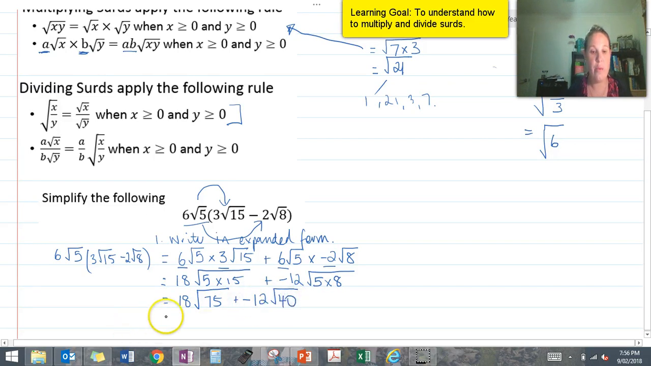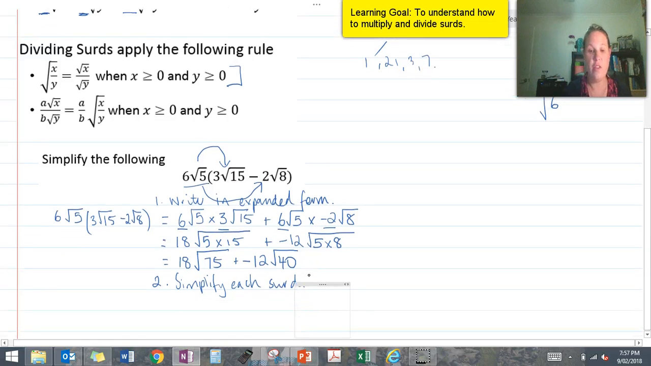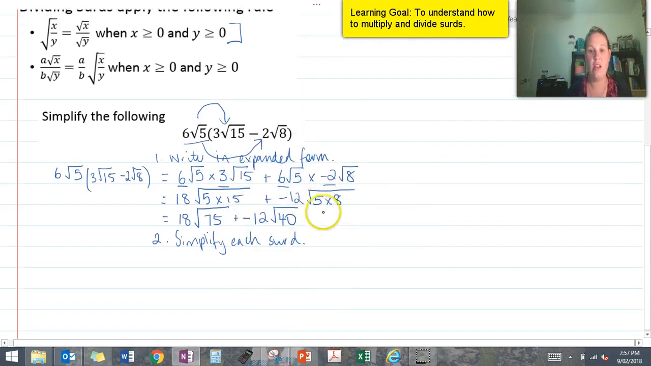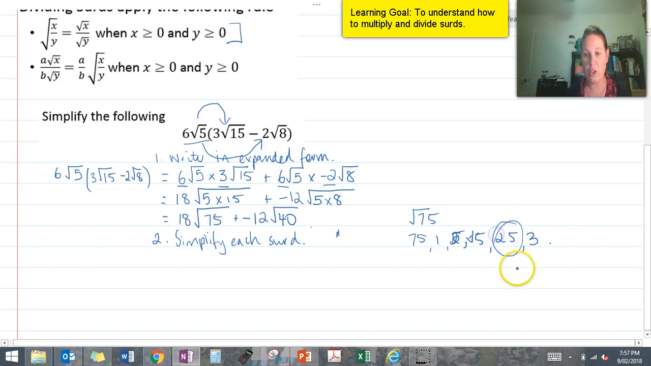Now our next step is to simplify each of the surds, using the same process as last lesson. You might like to simplify your surds off to the side as an extra note. So the square root of 75 has factors of 75, 5 and 15, and 25 and 3. Again, we want to check for our square factors, which is this one.